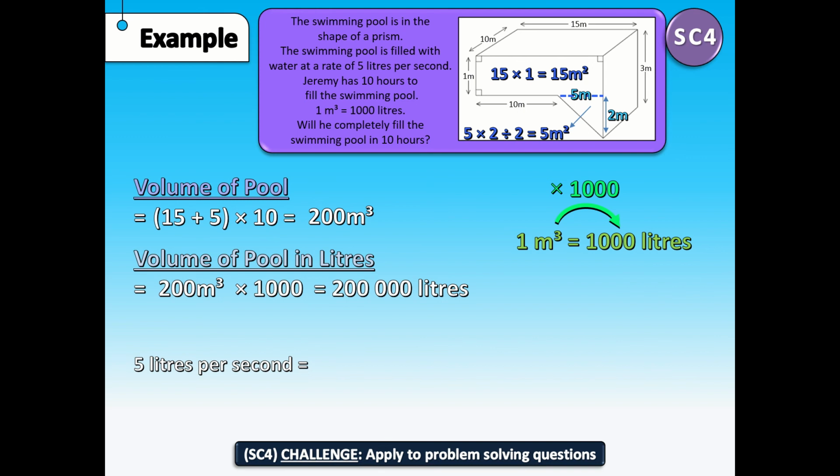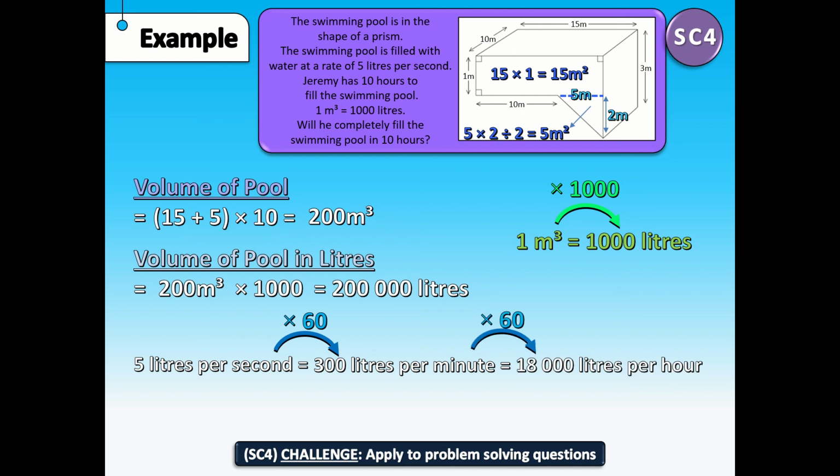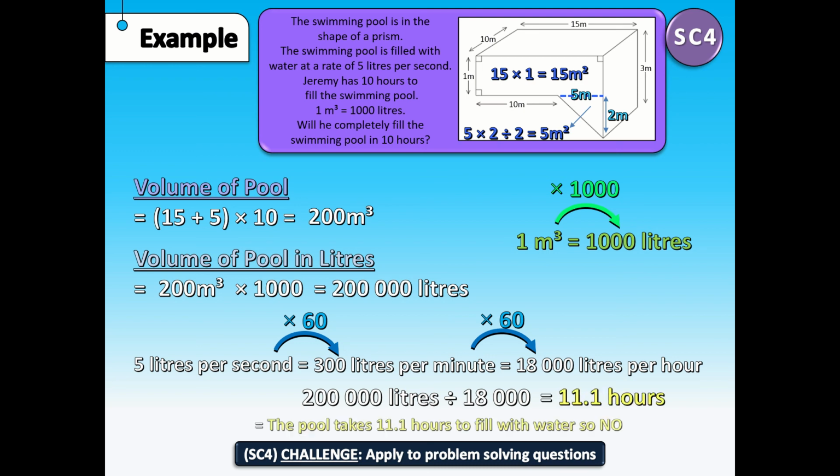Now he fills it at a rate of 5 litres per second. So that's 300 litres per minute, which is 18,000 litres per hour. So we can do 200,000 divided by 18,000 to work out how many hours it will take to fill up this swimming pool. And it will take 11.1 hours. So the answer is the pool takes 11.1 hours to fill with water, so we won't be able to do it in the 10 hours.